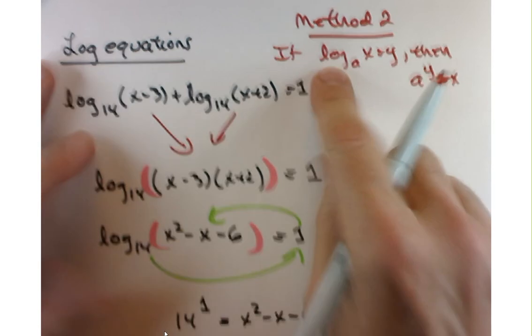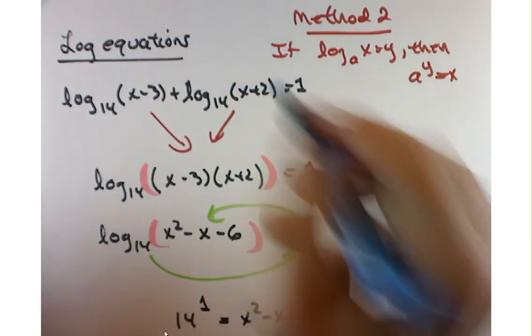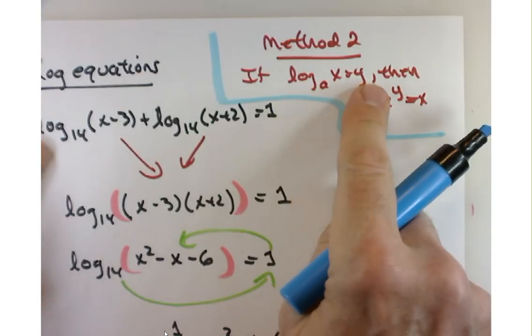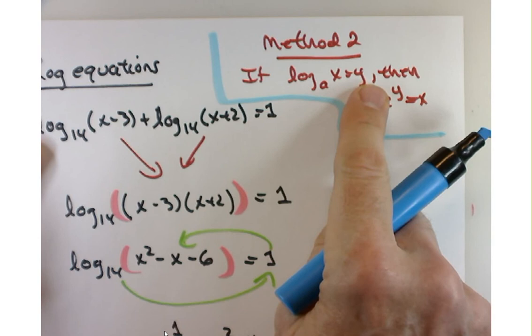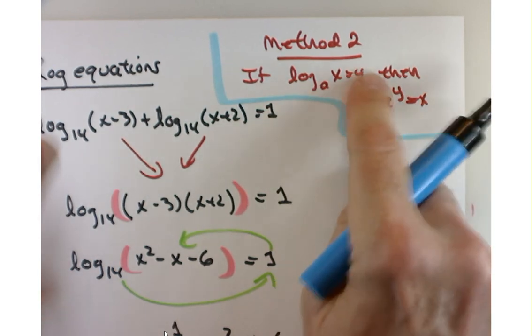The other method that you can use to solve logarithmic equations is method 2. You're going to use this if you've got the log on one side but not the log on another side. So if that's the case, then you're going to rewrite that as a to the power y equals x.